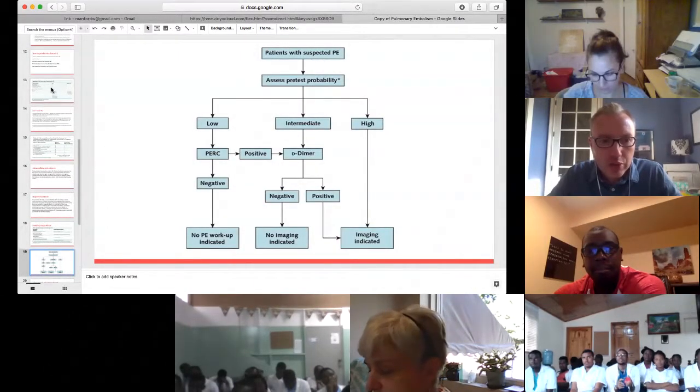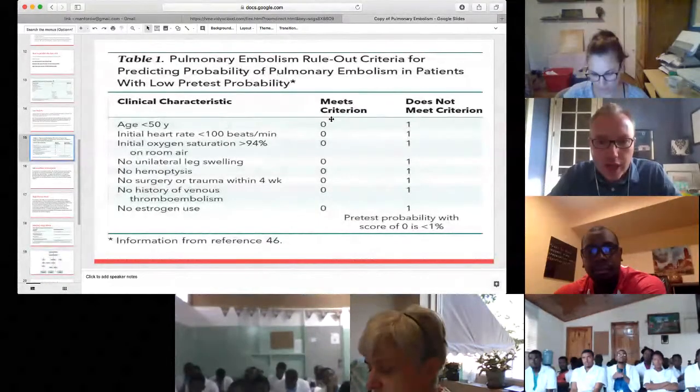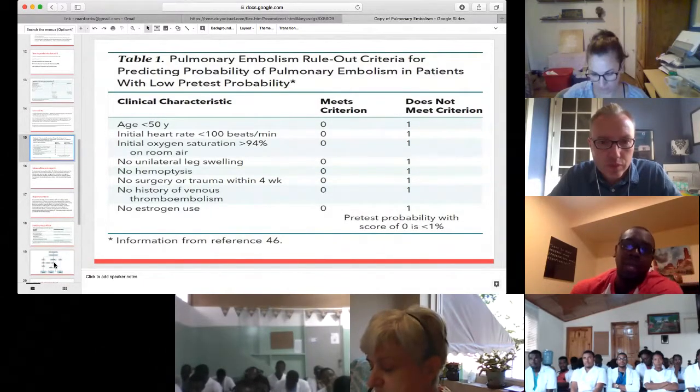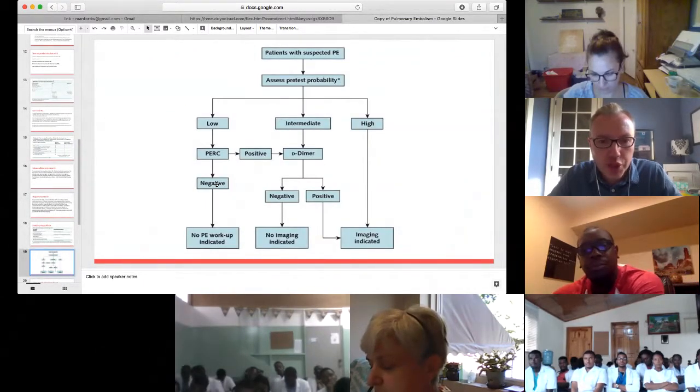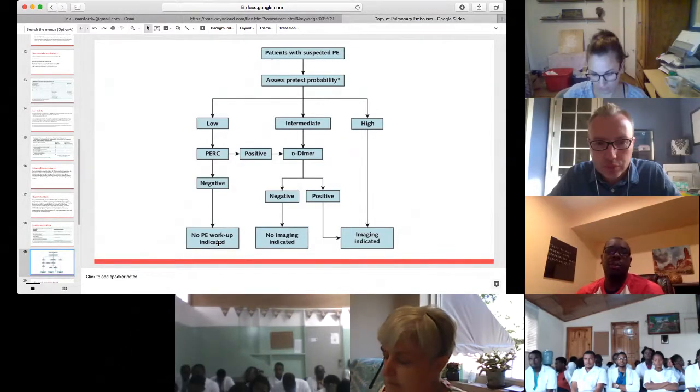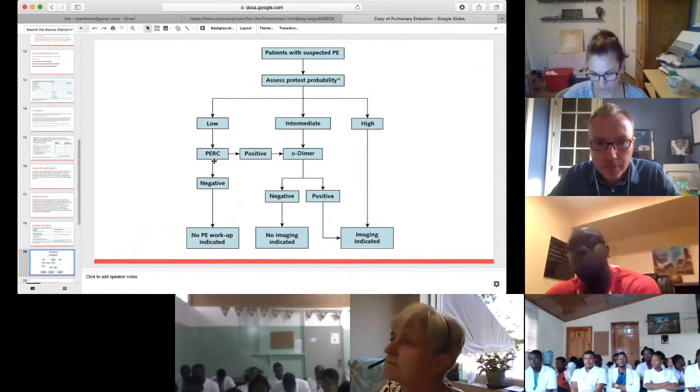And either that's going to be all negative, none of these criteria here. If the PERC score is 0, in which case we say that patient does not have a PE and no further workup whatsoever.